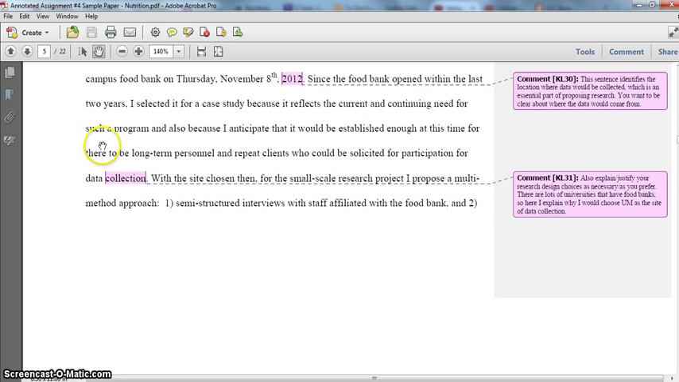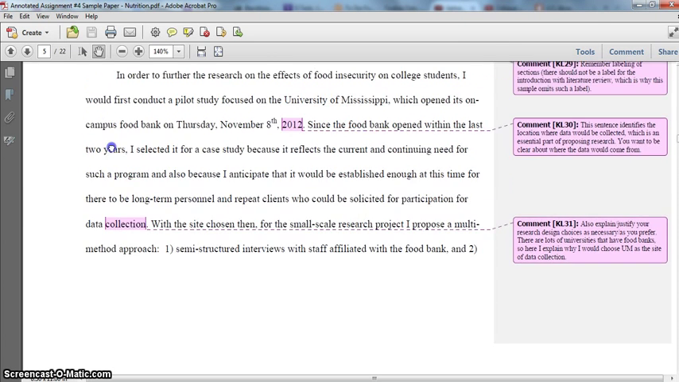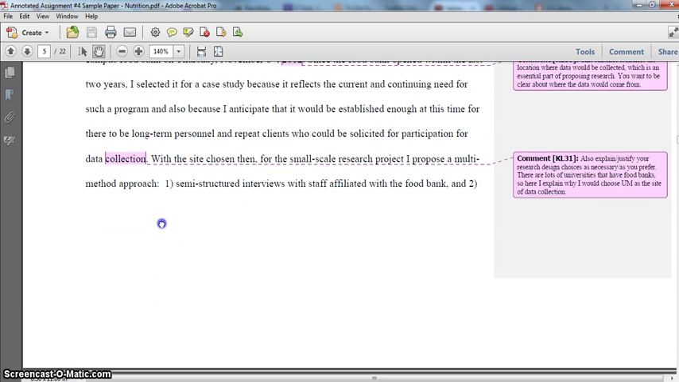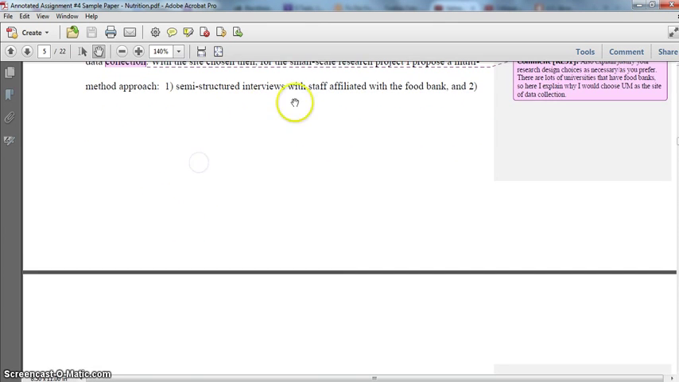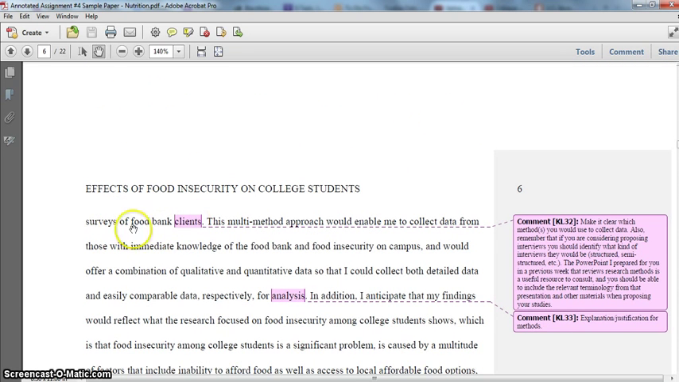And in this case, what I had done was I had explained why I had chosen the University of Mississippi's Student Food Bank as the food bank to collect data for the small-scale project, and that's what I was doing in this sentence here. So continuing on, I explain not only the site that I would use for my data collection, but here in this sentence I also indicate what exactly it is I would want to do for the small-scale project. So I'm proposing a multi-method approach, as I've indicated here, and that would include semi-structured interviews with staff affiliated with the food bank, and then also surveys of food bank clients.